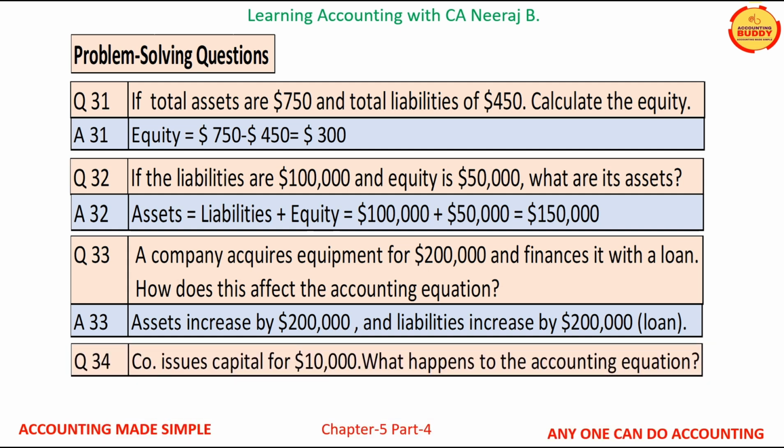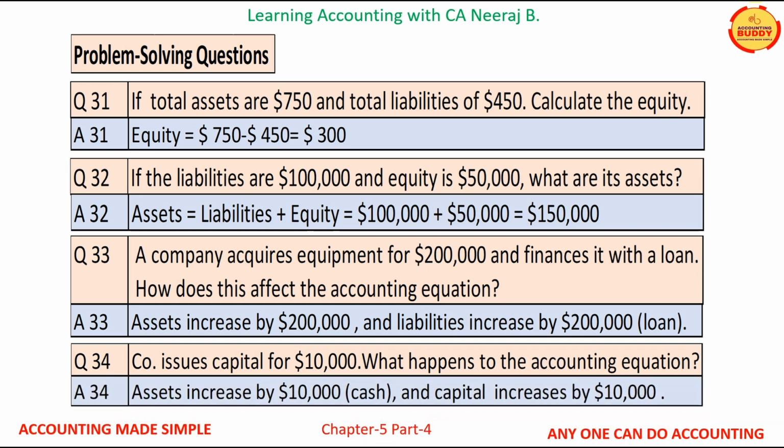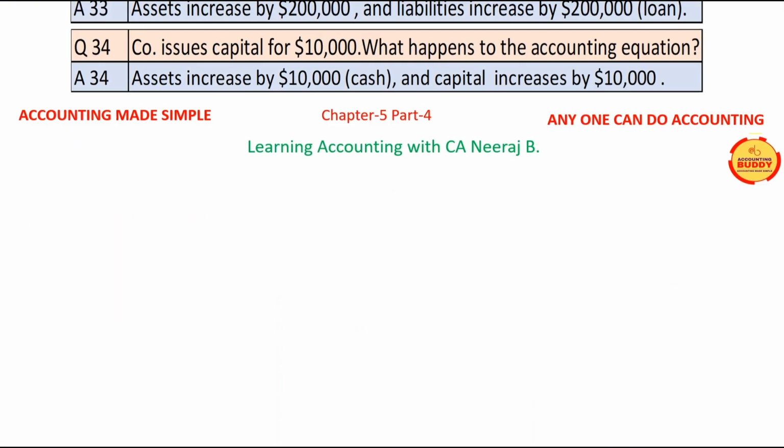Question number 34. A company issues a capital of $10,000. What will happen to the accounting equation? The answer is assets will increase by $10,000 and the capital will also increase by $10,000.